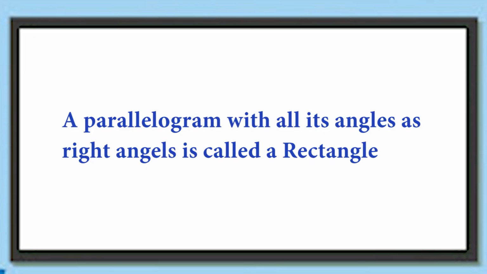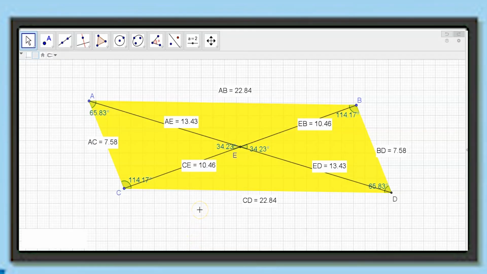A parallelogram with all its angles as right angles is called a rectangle. Now let us see how this parallelogram is getting transformed into a rectangle. So the first step that I am going to do is to change all these angles in the parallelogram that I have taken as 90 degrees.